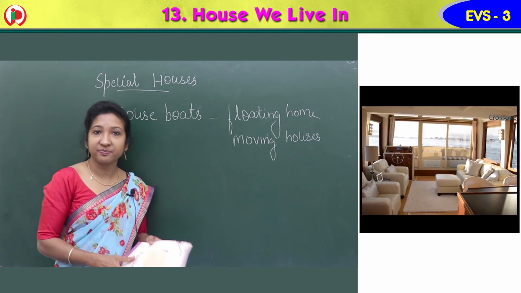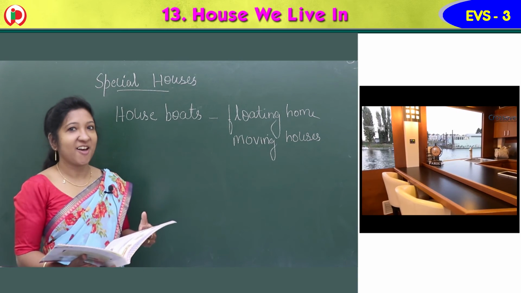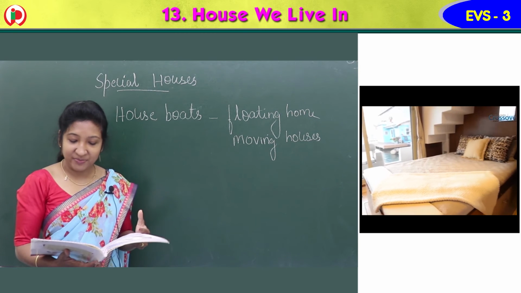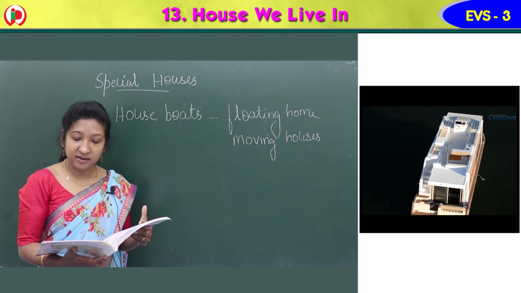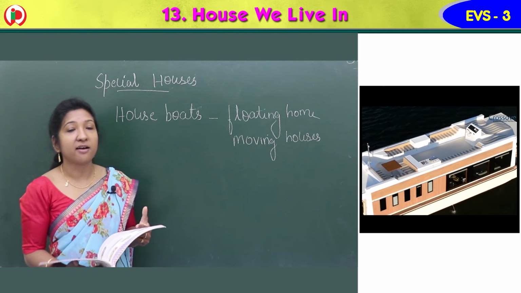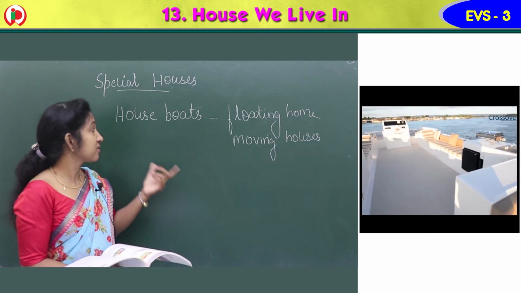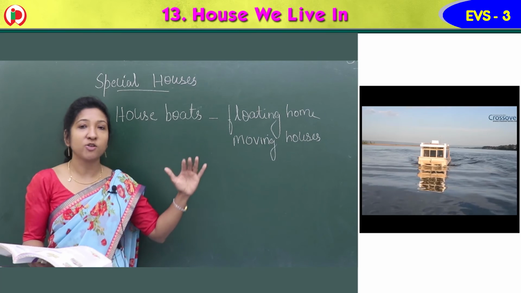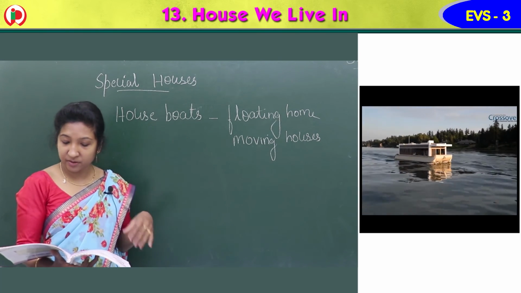They are found in lakes. How nice it will be, children. Once you imagine, houseboats are a common sight in Dal Lake in Srinagar and the backwaters of Kerala. In these two places, we can see these kinds of special houses called houseboats. They are floating houses or moving houses. They float on rivers, in lakes.